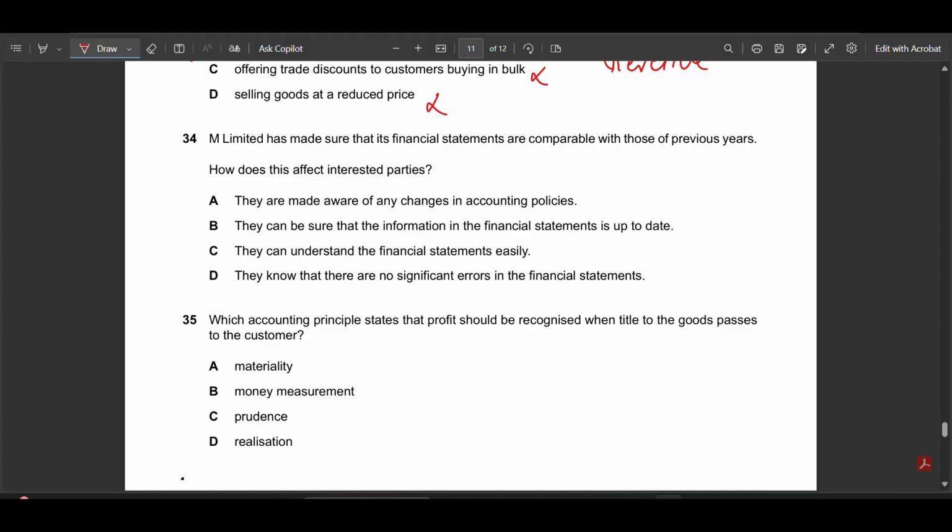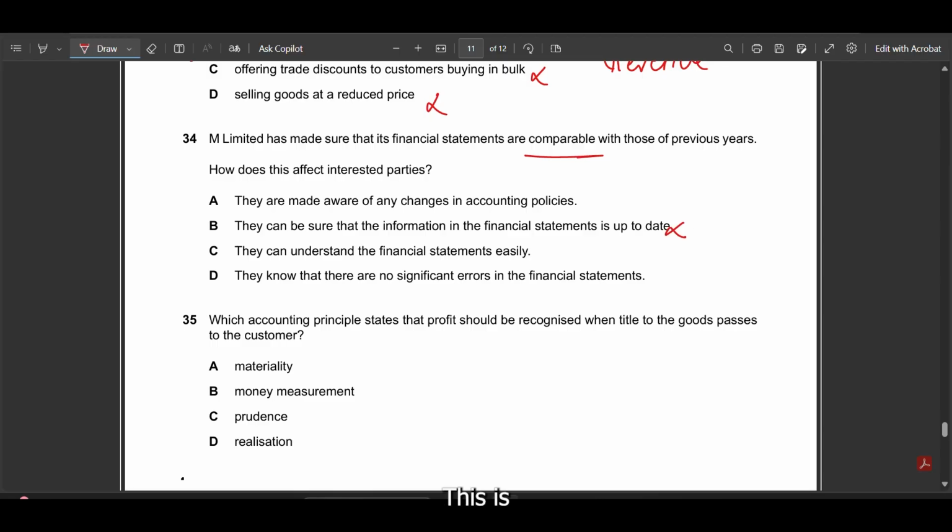All right, class. Let's see question number 34. M Limited has made sure that its financial statements are comparable with those of previous years. Okay. How does this affect interested parties? Okay. They are made aware of any changes in accounting policies. Okay. They can be sure that the information in the financial statement is up to date.